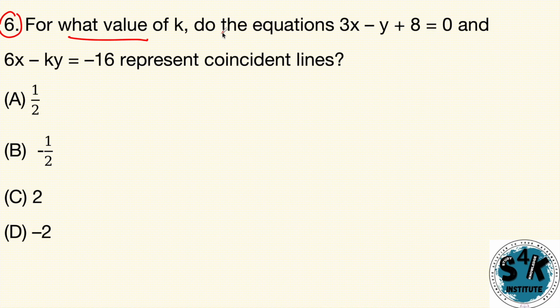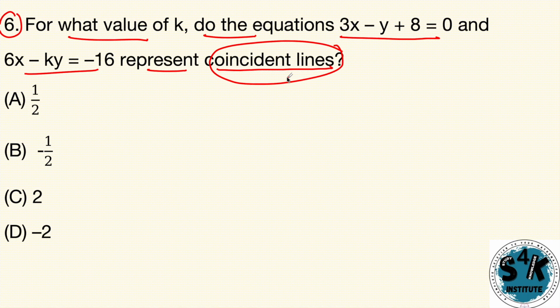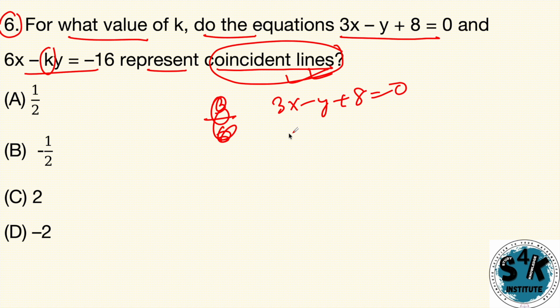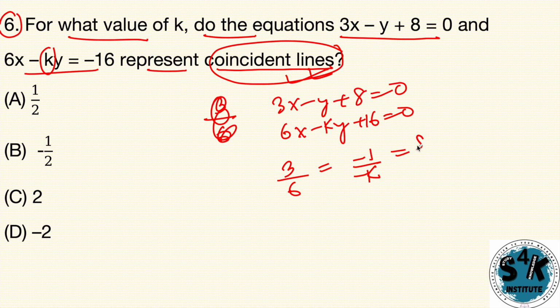For what value of k do the equations represent coincident lines? If we know it is a coincident line, for that we need to get the value of k. So the ratio should be the same, right? First write down in the proper format: 3x minus y plus 8 is equal to 0, and the other one is 6x minus ky plus 16 is equal to 0. Now you can take the ratio. 3 over 6 is equal to minus 1 over minus k is equal to 8 over 16.